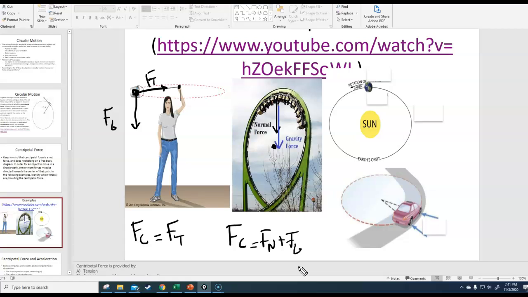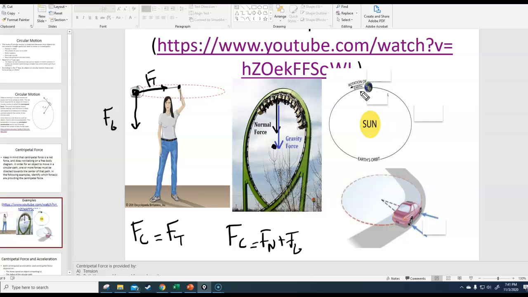By the way, if you want to know why the normal force is pointing down, remember the normal force is always perpendicular to the surface. It's always coming out from the surface. And in this case, because the roller coaster is upside down, the surface is pushing them down, not up. So that's why the normal force is pointing down here for the roller coaster.